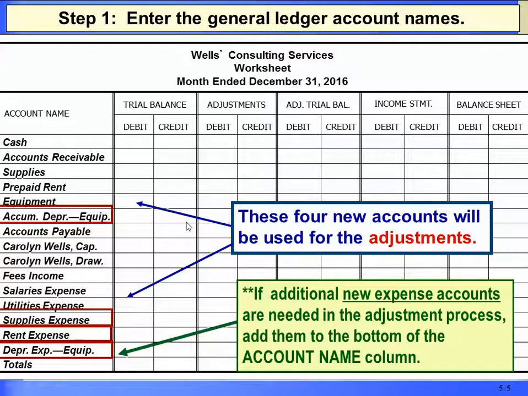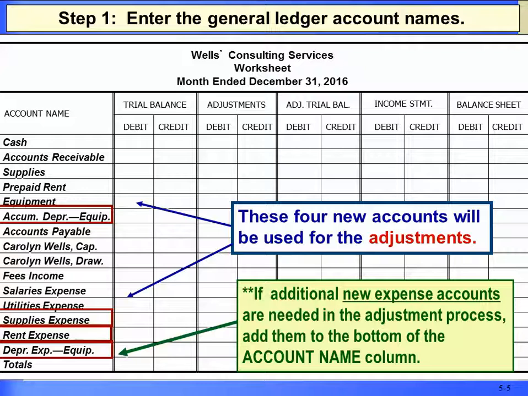So in this example, we're going to have 4 adjustments, and what we're going to do is create new accounts to account, for lack of a better word, for these adjusting entries. So we have depreciation. We have to account for depreciation as time passes. We account for supplies at the end of the month. For those supplies that we've used, we debit supplies expense and credit supplies.